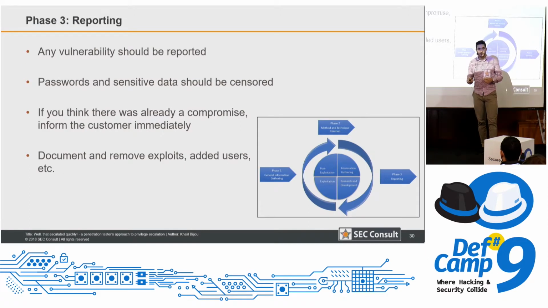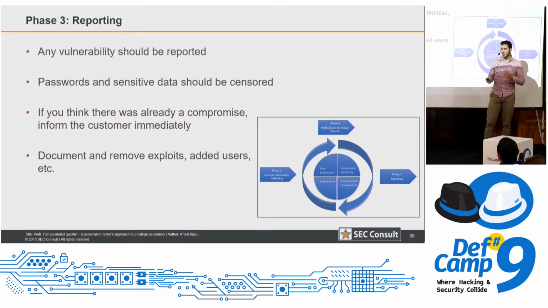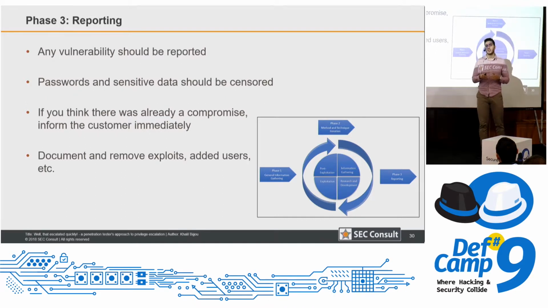And phase 3 is the reporting phase, as in every penetration test. Any vulnerability should be reported independently of whether it worked or it didn't work. Sometimes you have a vulnerable service, but you cannot exploit it because you don't have the time or because of other things. Nevertheless, you should report and document it so that the customer can patch or fix the vulnerability.